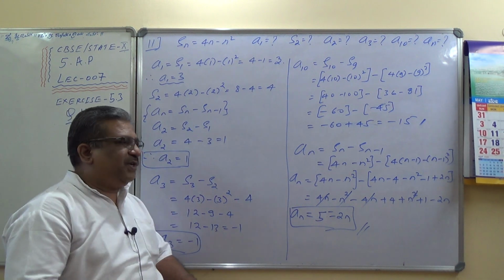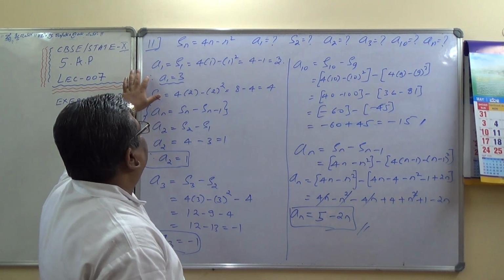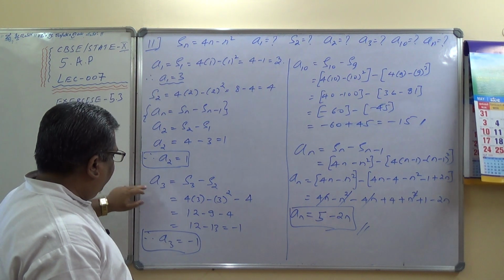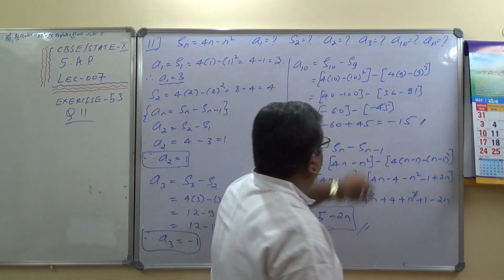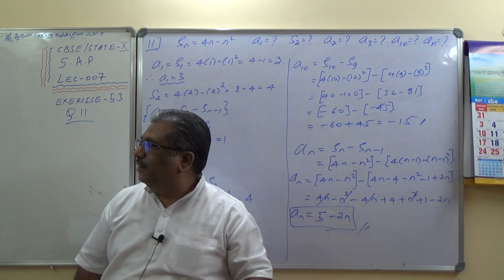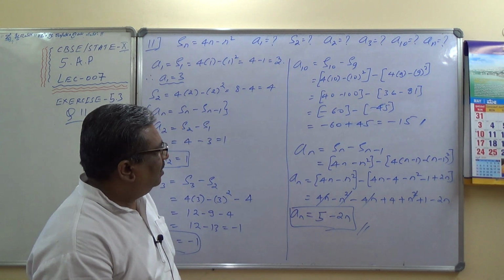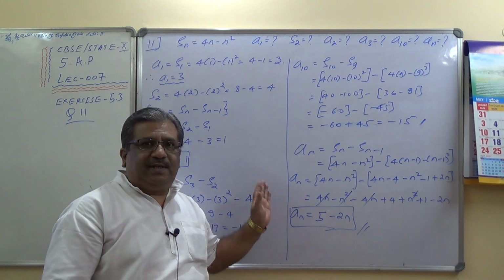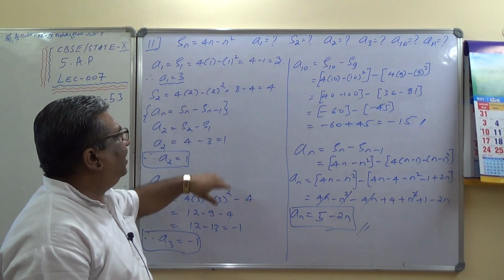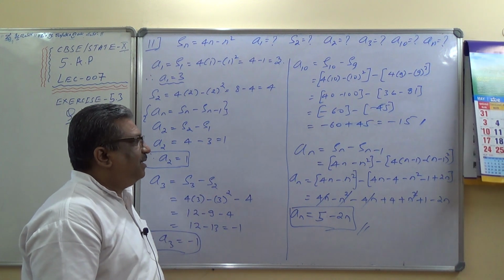So please hold, let me check all the answers. Yeah, all the answers are correct. The first term A1 is 3, A2 is 1, A3 is minus 1, A10 is minus 15, An is 5 minus 2n. Correct, it is correct. I think it is better to note down. This is a very typical sum where I use this formula. Important: An is equal to Sn minus Sn minus 1. Everywhere I was able to use this formula. Okay, so make a note of this formula and mark it. Note it down.